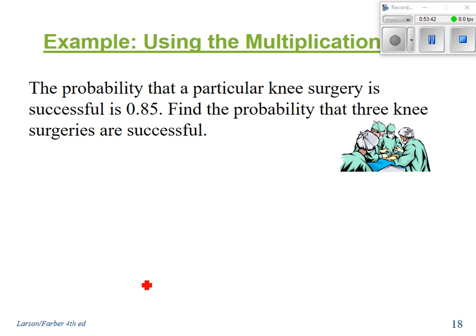The probability that a particular knee surgeon is successful is 0.85. So 85% of the time you go in for knee surgery, this certain surgeon is successful. Find the probability that 3 knee surgeries are successful.